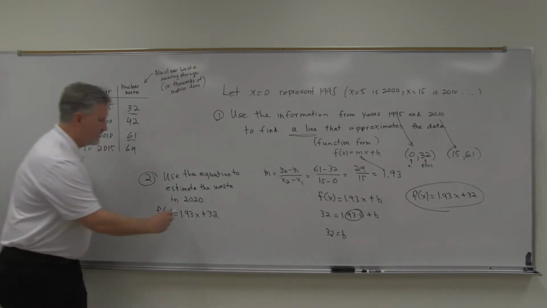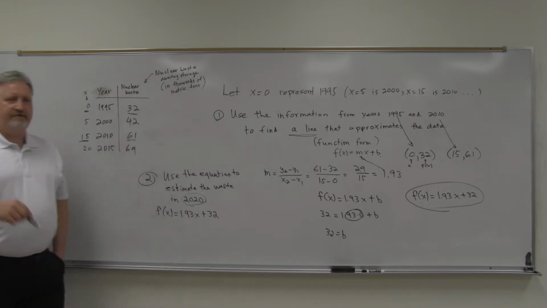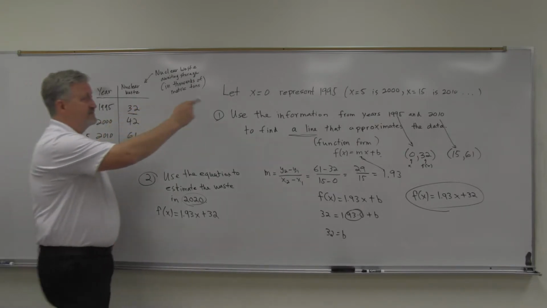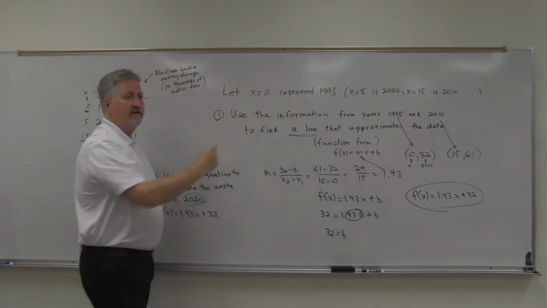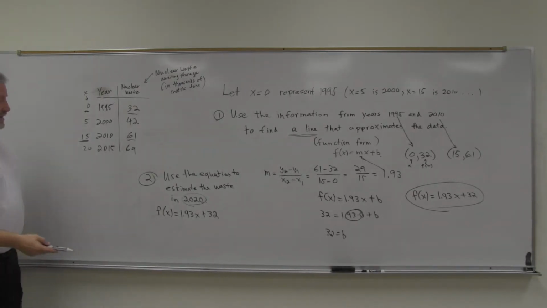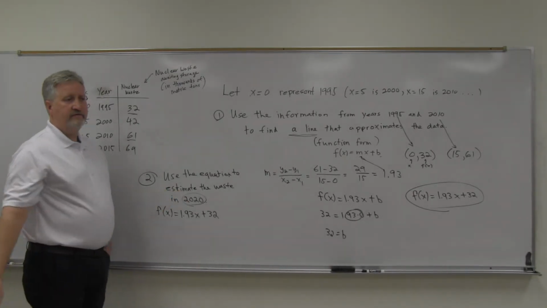Well, what have I got? Well, I've got the year. Except x is not per se the year, right? X is 0 is 1995. So I've got to figure out what x would be in relation to 1995. So what would 2020 be in those terms?